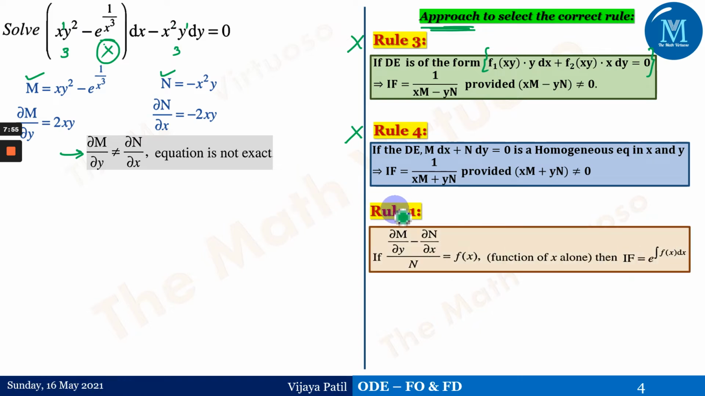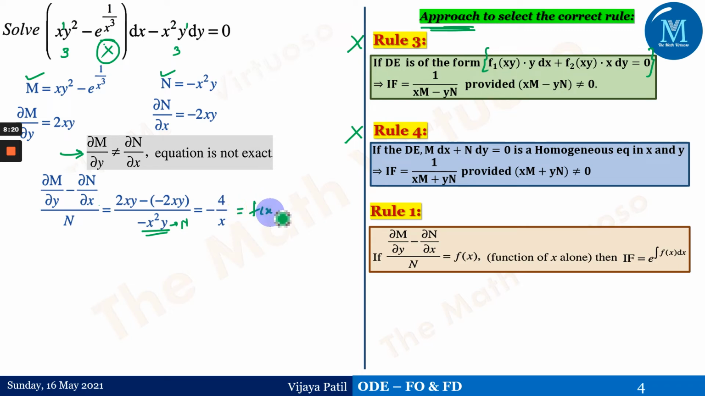Let me move to rule number 1. It says that (dou M upon dou y minus dou N upon dou x) upon N is equal to f of x or not. We have to check that. Let me do that. (Dou M upon dou y minus dou N upon dou x) upon N is (2xy minus of minus 2xy) upon minus x square by y. Minus x square by y is nothing but the capital N here. This comes out to be minus 4 by x, which is a function of x only. That means rule number 1 is applicable for this particular question.